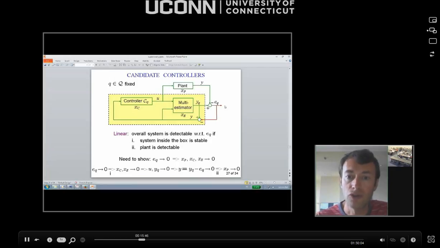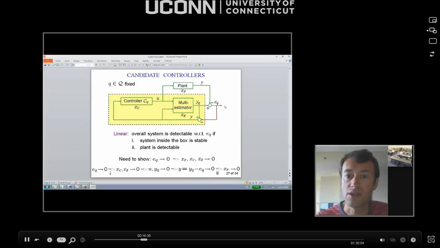So we need to show that the overall interconnection is detectable, which means that if E sub q is small, let's say converging to 0, then the states of all the blocks here converge to 0. And the way you do this, you assume that E_q converges to 0, and then because the system inside the box is stable and linear, the input to the system, which is E_q, converges to 0, and then the internal states of the system inside the box, which are the controller state, X sub C, and the multi-estimator state, X sub E, go to 0. So this follows from property 1.